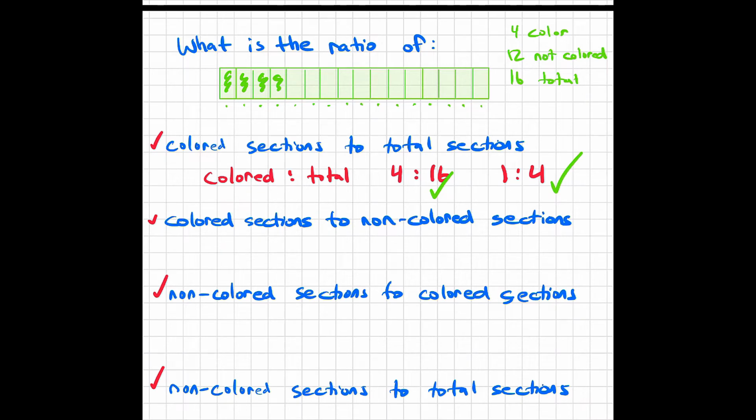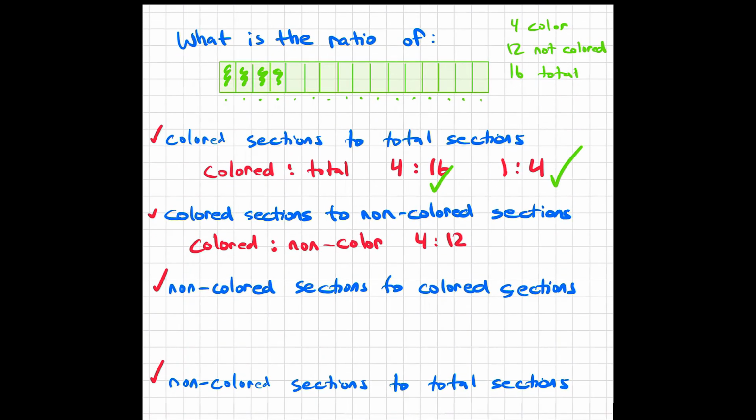So even though the unsimplified one is technically correct, this is the answer we'd be looking for if you want to get full marks. Okay, the second one says colored sections to non-colored sections. So I've got colored to non-colored. And what is the colored? It's 4. What is the non-colored? It's 12. And again, I can see I can divide 4 into both of those. So the equivalent ratio in its simplest form would be 1, and 4 divided into 12 is 3 times. So 1 to 3 is the ratio of colored to non-colored sections.